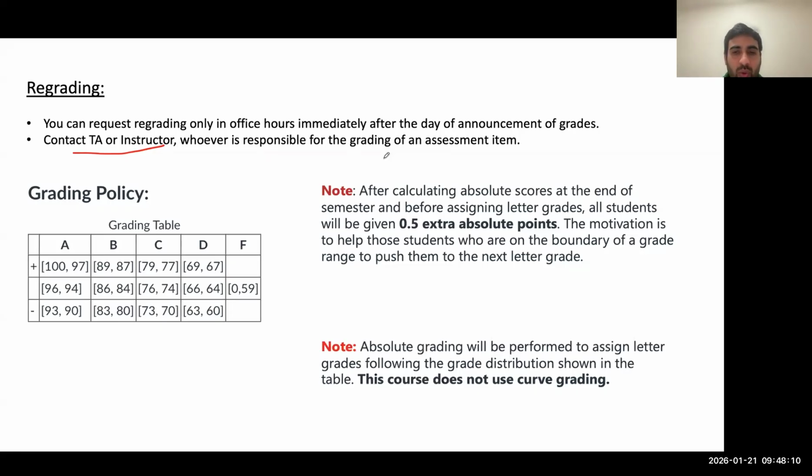One more thing which I want to emphasize and make absolutely clear is that in this course we will be using absolute grading. There will be no curve grading. Which means that, for example, if your absolute score is between 74 and 76, you will get C. Your grade will not be impacted or affected by the overall performance of the class. For example, if no one in the class gets A, and the highest grade is B, I'm fine with that. I will not shift the grades up. Okay.